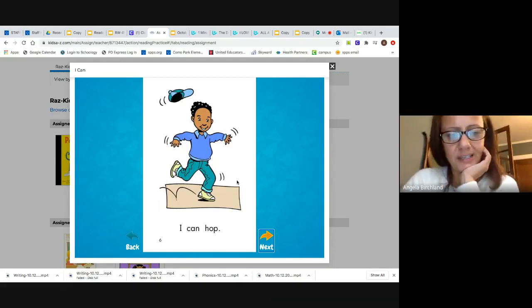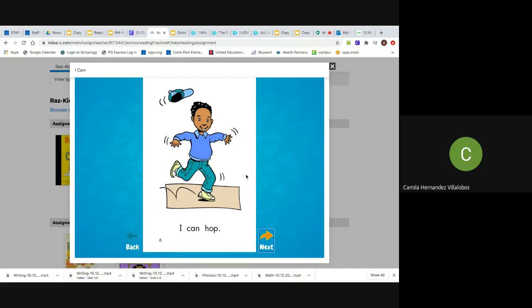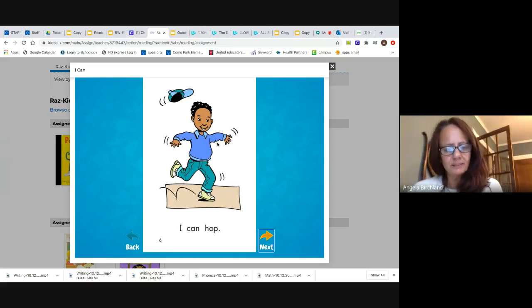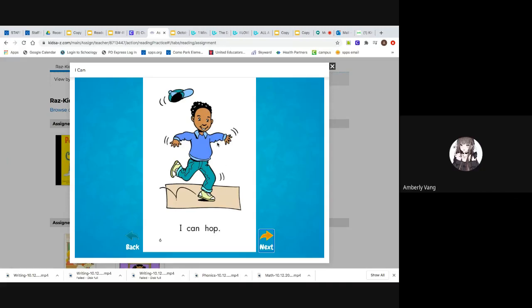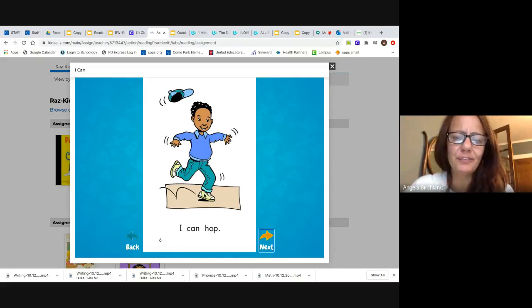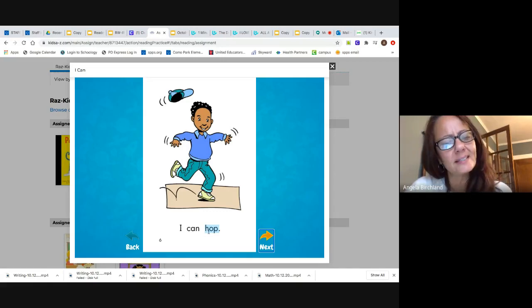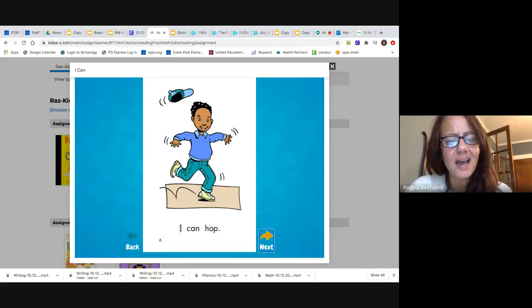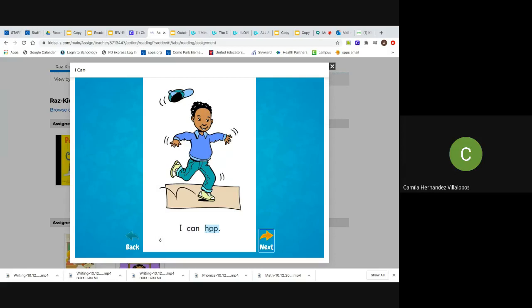Oh, so I can define this for you. I'll tell you the difference. Jumping is when you jump with two feet on the ground and off the ground. Hopping is when you use one foot on the ground and one foot off the ground. So what is this boy doing? Hop. He's hopping because he only has one foot on the ground. And also when I look at this word that we don't really know, I see that letter. What letter is that? H. And H says, so it says I can hop.